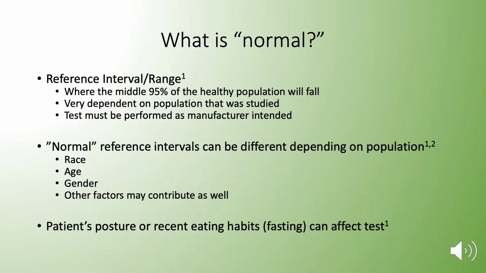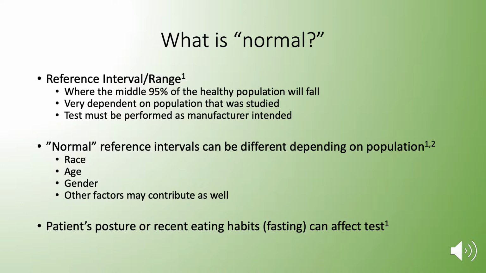When looking at what a normal result is for a patient, we're seeing if the result falls within a normal reference interval or reference range. The reference interval or range will be unique to the test that was performed, and it's very dependent on the population from which it was derived.